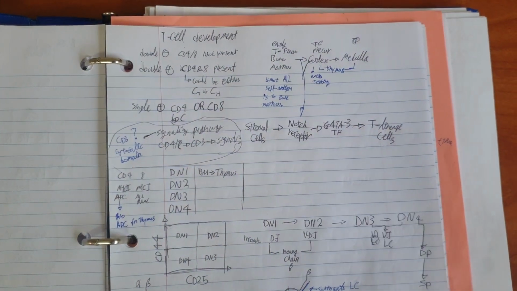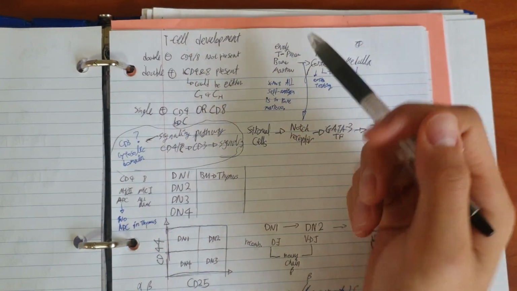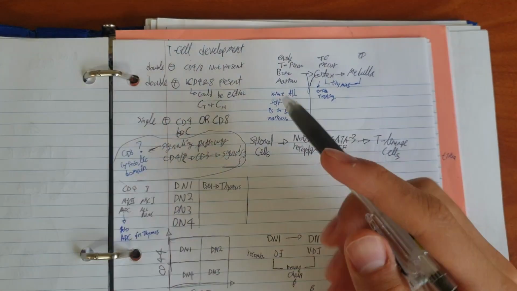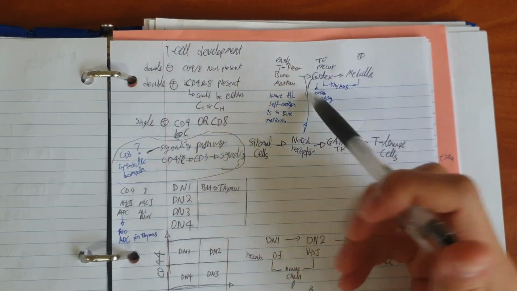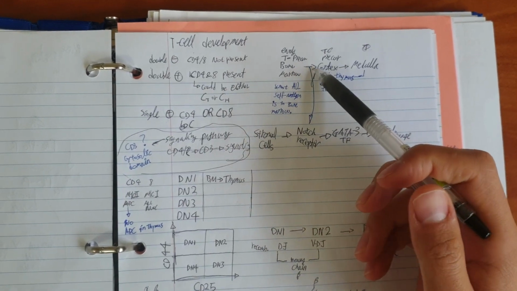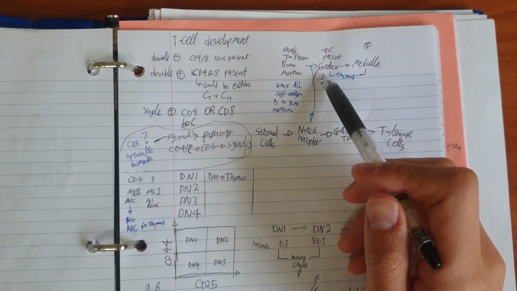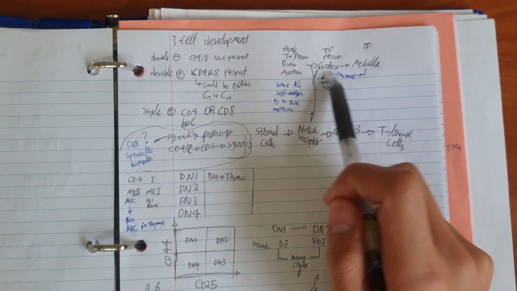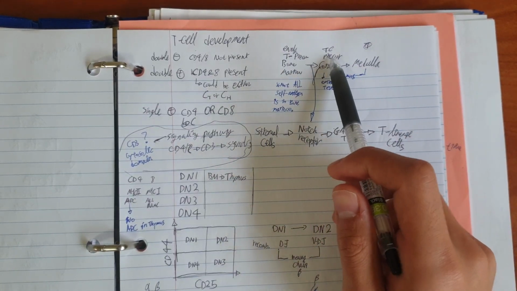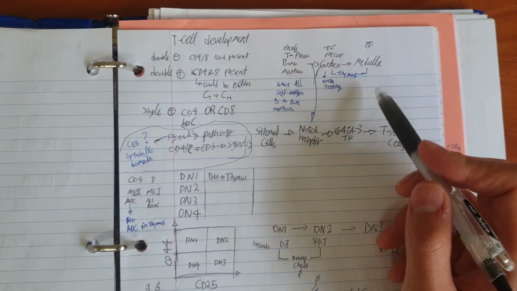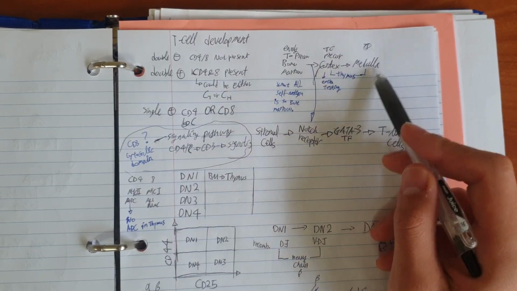So this is about T cell development. Early T precursor cells are formed in the bone marrow, and then they go to the thymus, and within the thymus they go to the cortex, and that's when they become T cell precursor cells. And after that they go to the medulla.